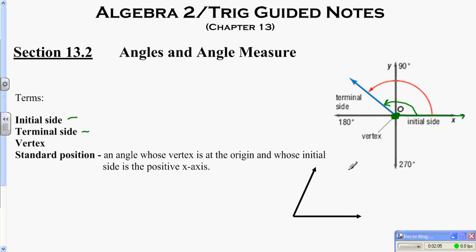And when you have an angle in standard position, the vertex is at the origin, and its initial side is the positive x-axis, so right there. So trigonometry looks at rotation of one ray.